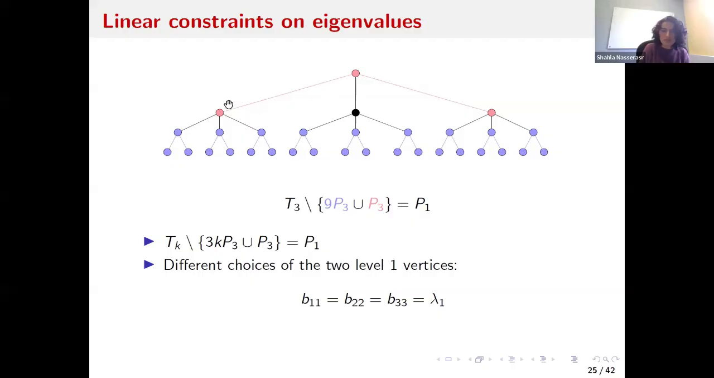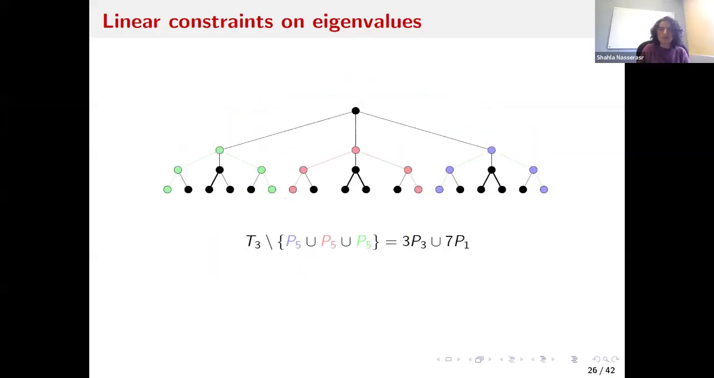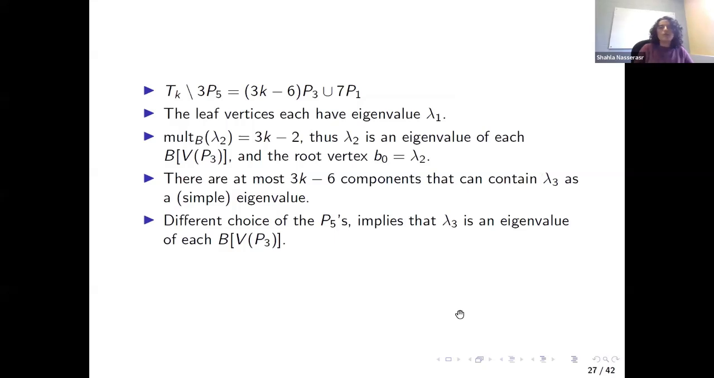We could change the pink and blue in a different way to have that all level 3 vertices must have λ1 in their diagonal entries. So all those diagonal entries are forced to be λ1 as well. But we can even say more by deleting different paths. So in this case, I'm deleting P5s in all these levels. And what that gives us is that λ1 is already taken for the leaves.